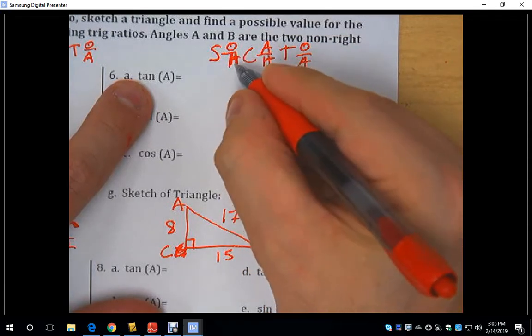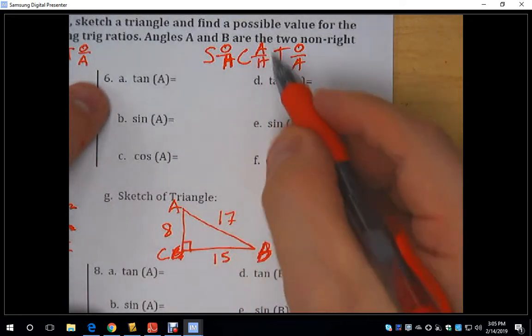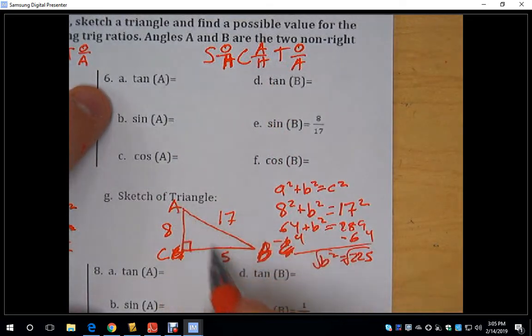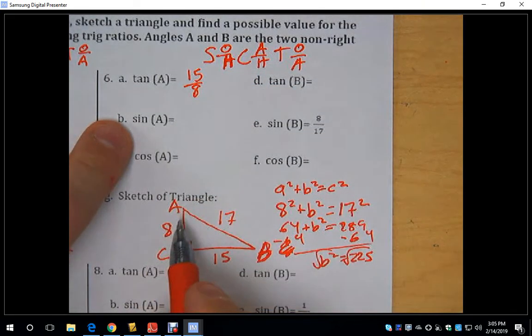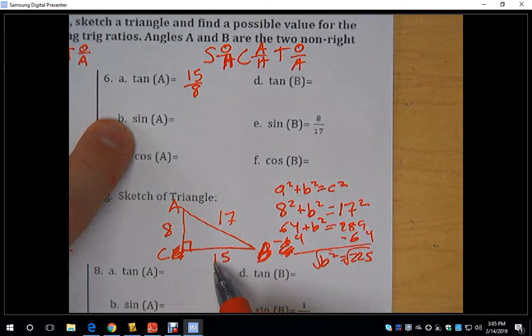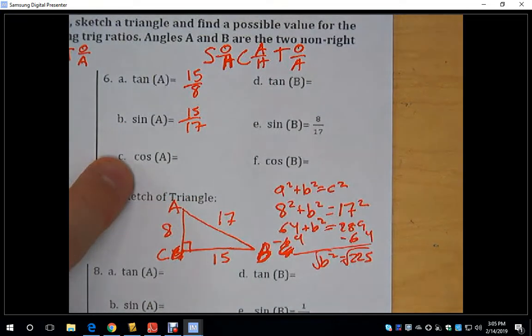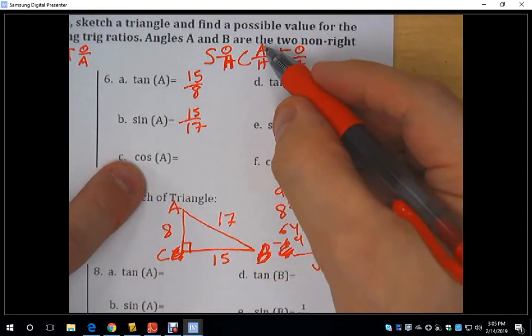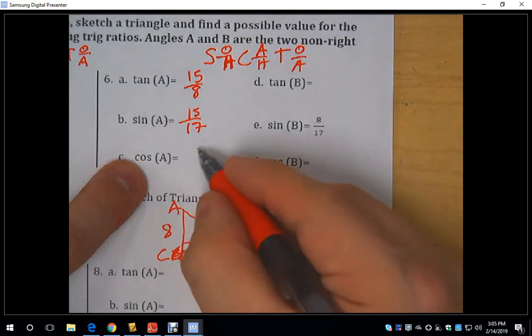So SOH, CAH, TOA. Tangent of angle A is opposite over adjacent, so opposite 15 over adjacent 8, so 15 over 8. Sine of angle A is opposite over hypotenuse, opposite 15 over hypotenuse 17, so 15 over 17. Cosine of angle A is adjacent over hypotenuse, so that would be 8 over 17.